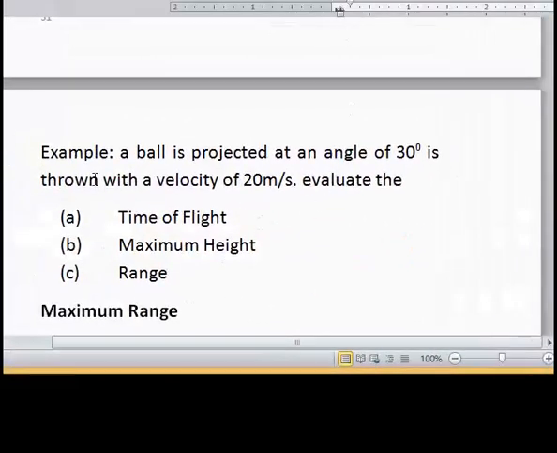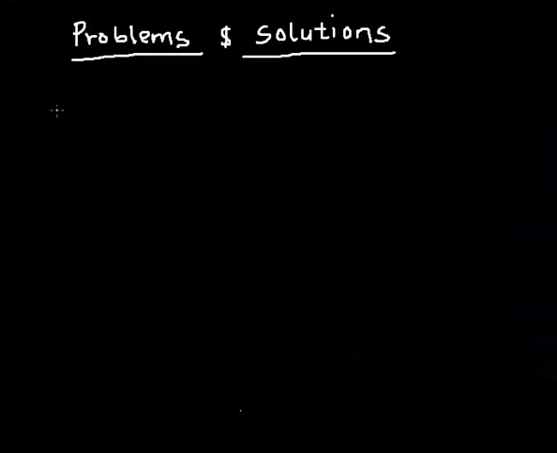Okay, so the very first question goes this way: a ball is projected at an angle of 30 degrees to the horizontal, thrown with a velocity of 20 meters per second. Evaluate the following: time of flight, maximum height, and range. So we already know the formula, okay? Starting with time of flight.